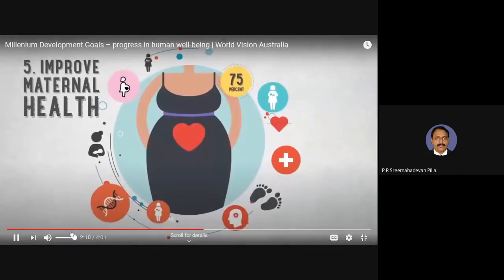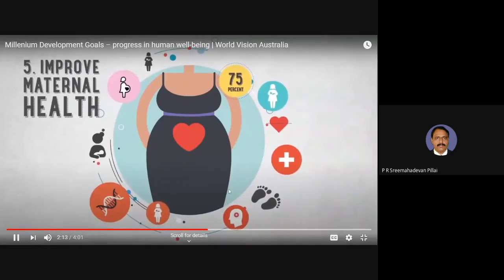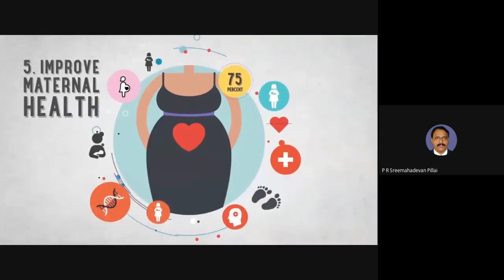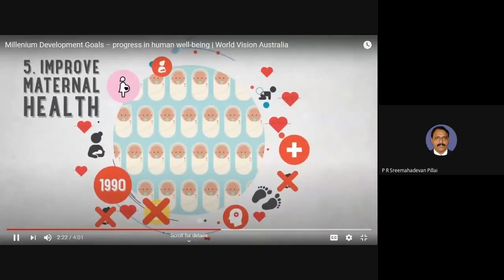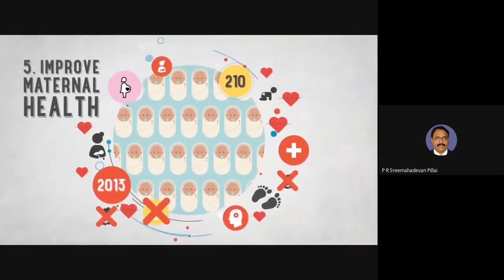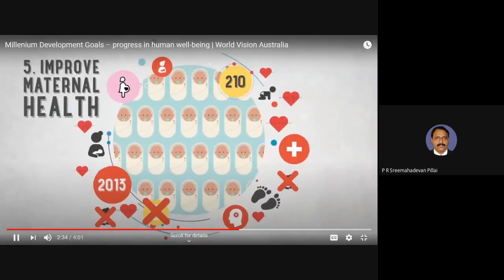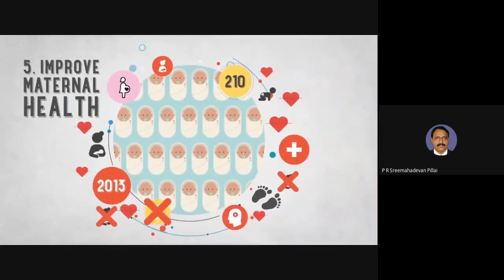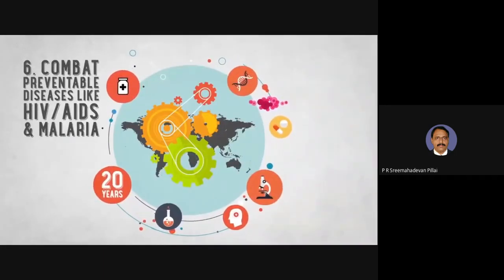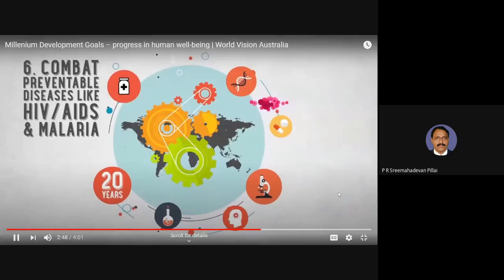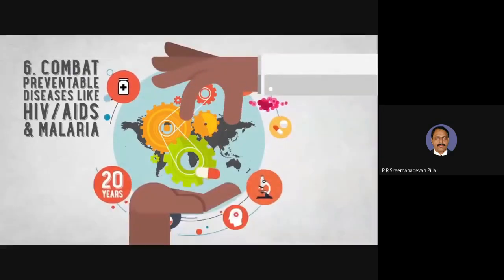Number five, improve maternal health. The goal here was to reduce the number of mothers dying during pregnancy and childbirth by 75%. In 1990, for every 100,000 babies born, 380 mums died. In 2013, for every 100,000 babies born, only 210 mums died. So this goal hasn't been reached, but the situation is improving. Number six, combat preventable diseases like HIV/AIDS and malaria. By working together, the global community has made a lot of ground in the battle against these diseases. For instance, better access to treatment for tuberculosis has saved 22 million lives in the last 20 years.